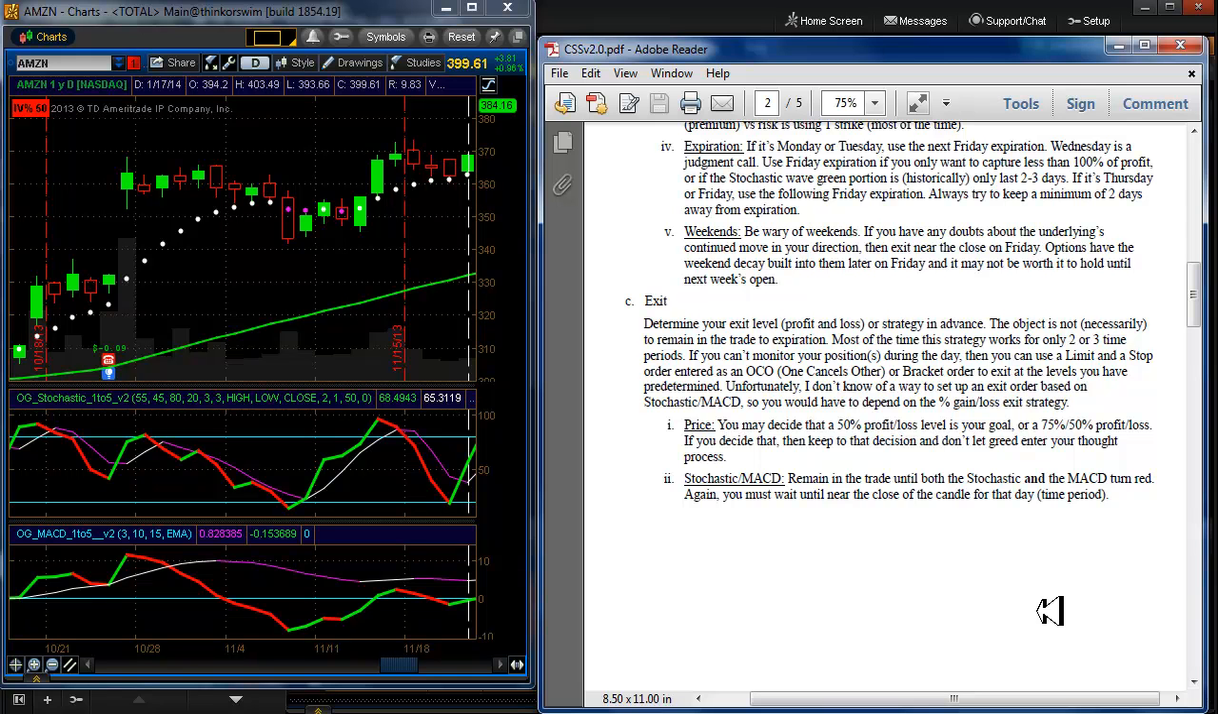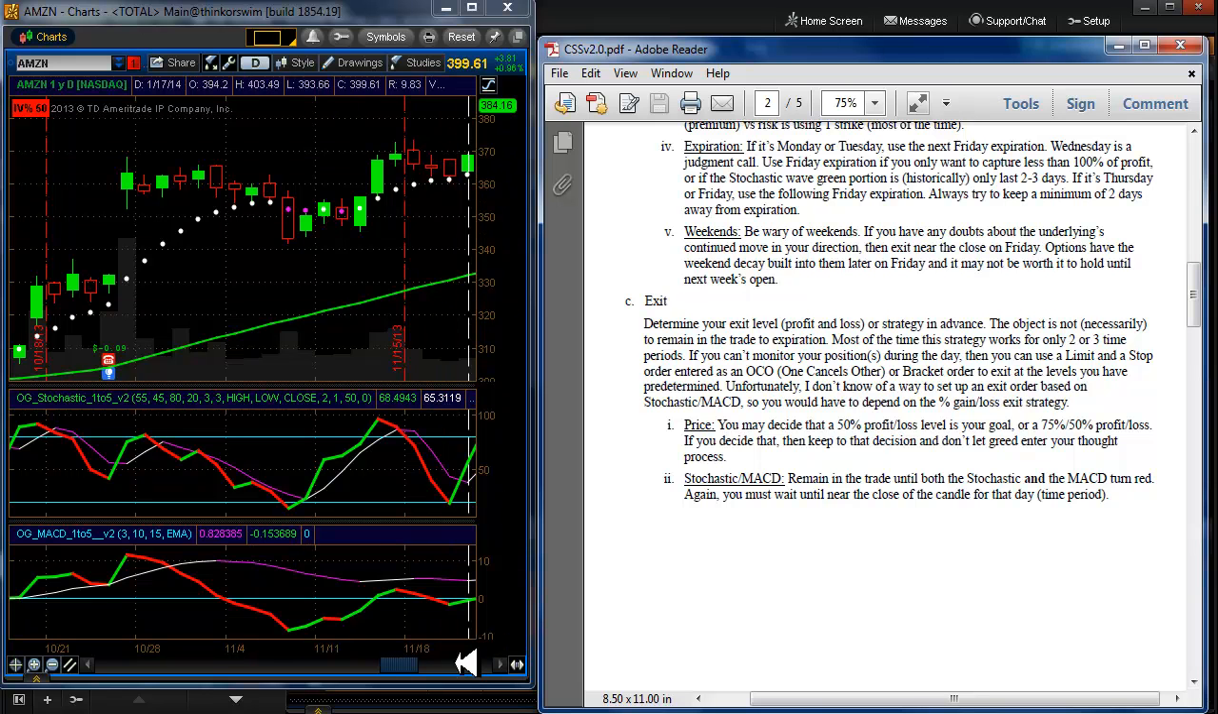On the other hand, another method that you can use is by watching the stochastic and the MACD. And this says, remain in the trade until both the stochastic and the MACD turn red. Again, you must wait until near the close of the candle for that day or that time period. If you're trading intraday or on a weekly chart, I wouldn't recommend doing the weekly thing, but I would highly recommend doing intraday for day trading. This system works pretty well for day trading too.